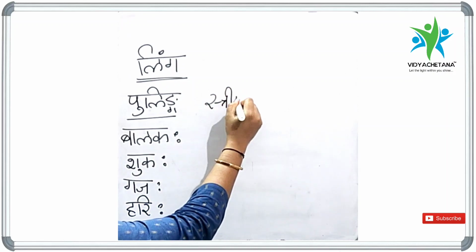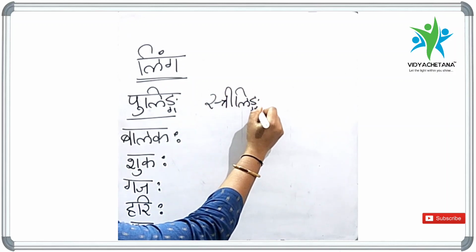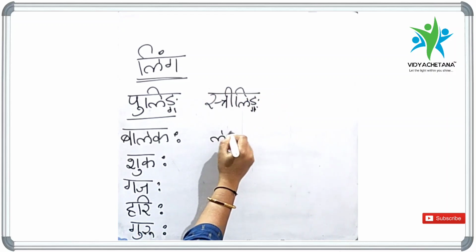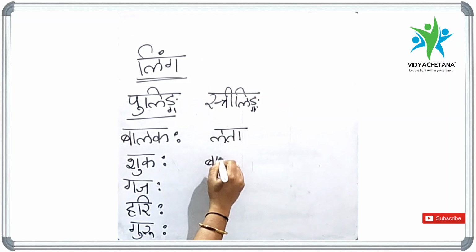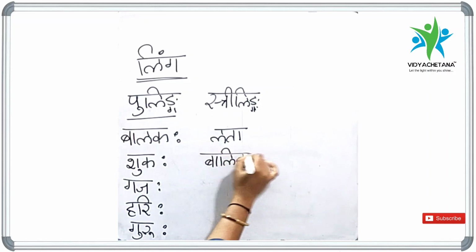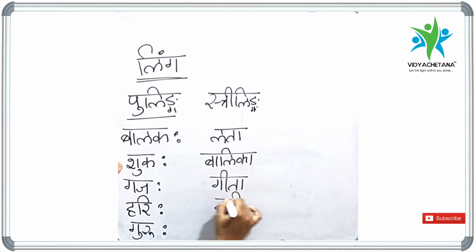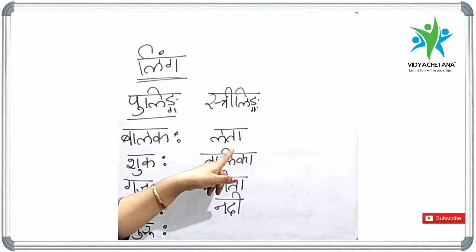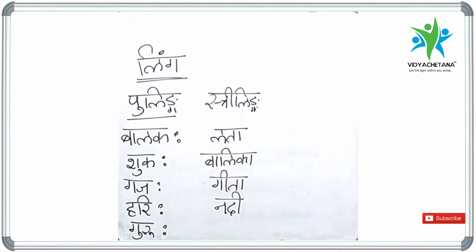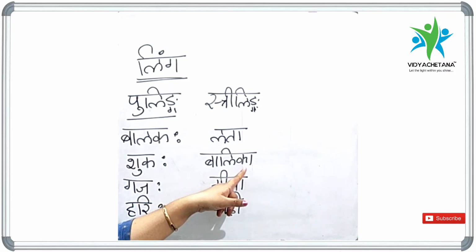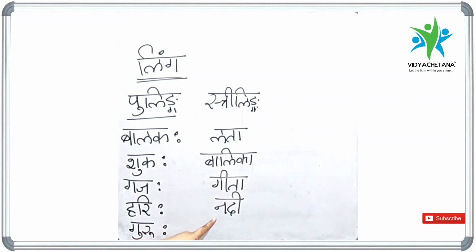And the Strilinga words list is here. Lata, Balika, Geeta, Nadi. Look at these words. These words are ending with Dirgha Swaraha, long vowels. Lata is an Akaranta Strilinga Shabda. Balika is also ending with the letter aa. Geeta is ending with the letter aa. Nadi, the last example, is ending with the letter ee. So these are the examples for Strilinga.